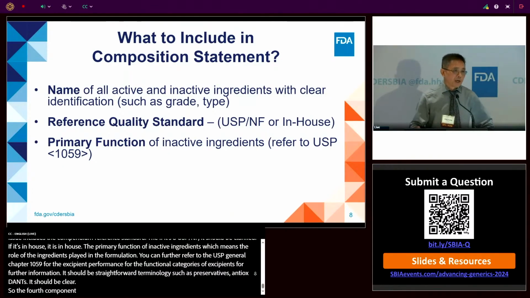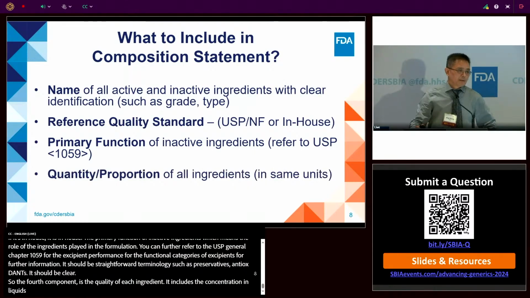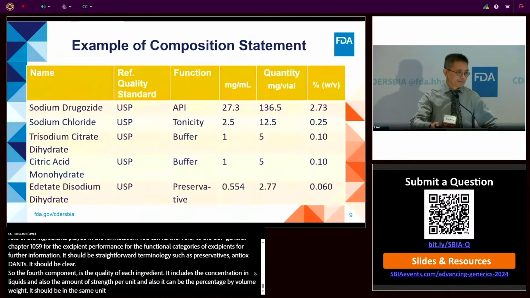It includes the concentration in the liquid, mg per mL, and also the amount or strength per unit. And also it can be the percentage by volume or weight. And it should be in the same units for each quantity category.